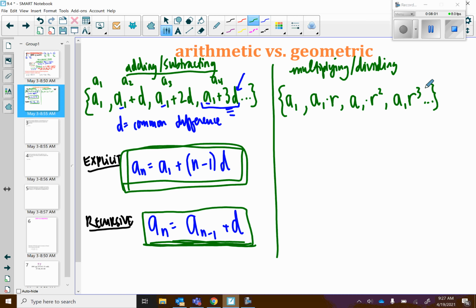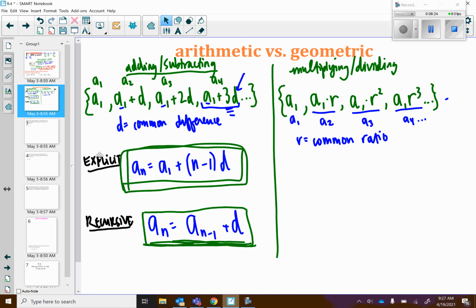And again, let's consider these. This is our first term. This is our second term. This is our third term and our fourth. Of course, R is the thing that we are multiplying everything by, so we write that as a common ratio. And just like with our arithmetic, I can write an explicit definition and a recursive definition.